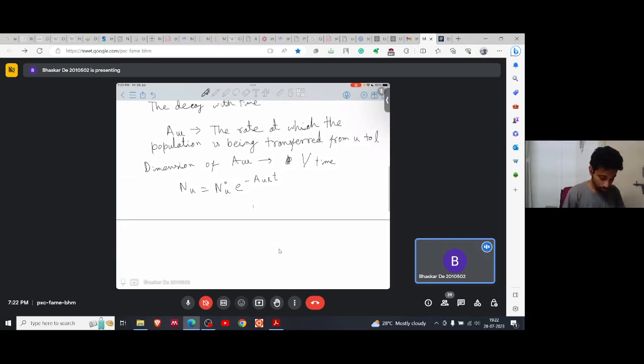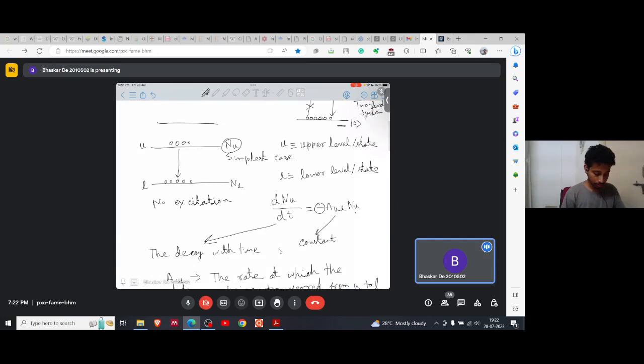Now what does this mean? Nu naught is the initial population density in level U. So this is the initial population at this upper level.